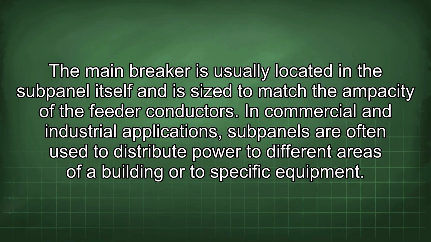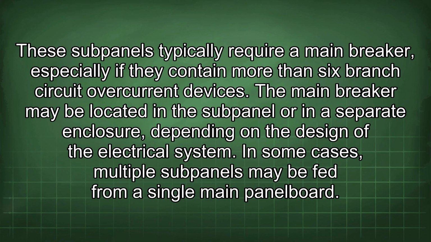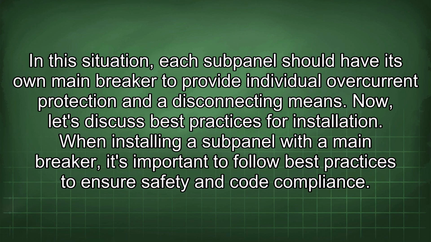In commercial and industrial applications, subpanels are often used to distribute power to different areas of a building or to specific equipment. These subpanels typically require a main breaker, especially if they contain more than 6 branch circuit overcurrent devices. A main breaker may be located in the subpanel or in a separate enclosure, depending on the design of the electrical system. In some cases, multiple subpanels may be fed from a single main panel board. In this situation, each subpanel should have its own main breaker to provide individual overcurrent protection and a disconnecting means.